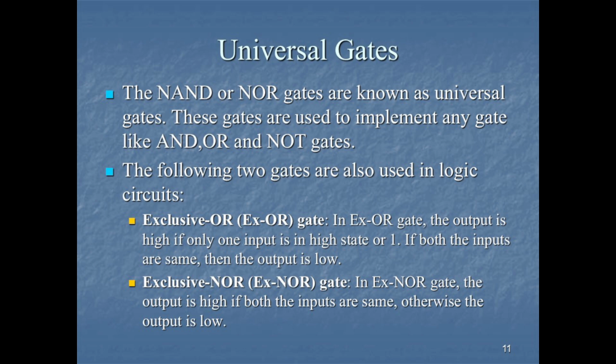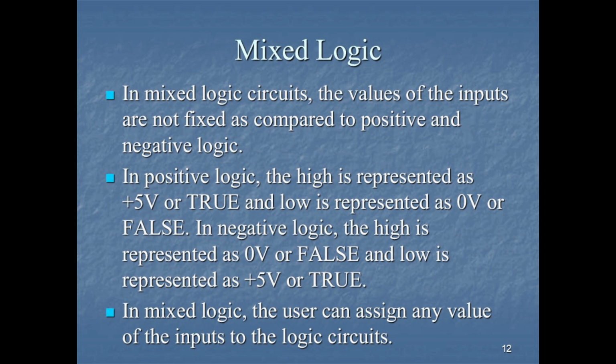Finally, we have the mixed logic. In a mixed logic circuit, the values of the inputs are not fixed as compared to positive and negative logic. In positive logic, high is represented as plus 5 volt or true, and low is represented as 0 or false. In negative logic, high is represented as 0 and low is represented as plus 5. In positive and negative both, we can see that there is an inversion. Positive logic: 5 volt high, 0 volt low. In negative logic: 5 volt low, 0 high. Okay, in a mixed logic circuit, the user can assign any value of the input to the logic circuits.